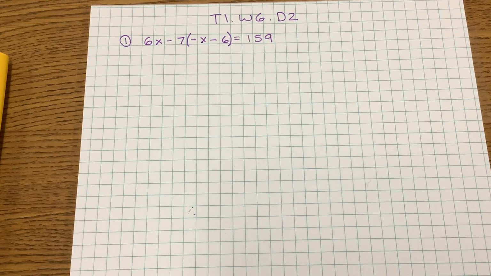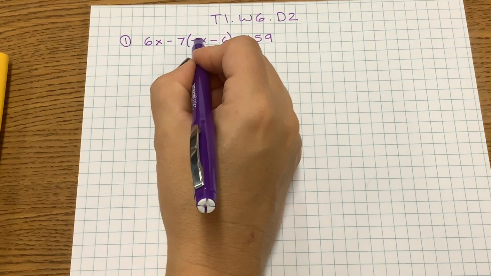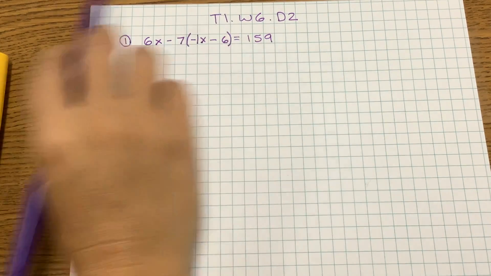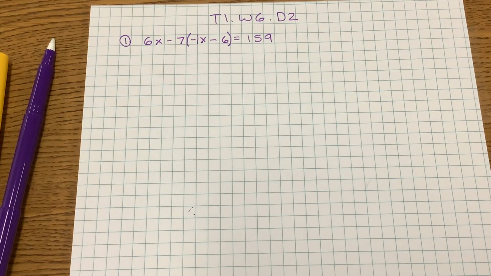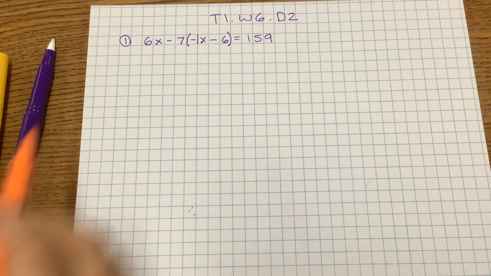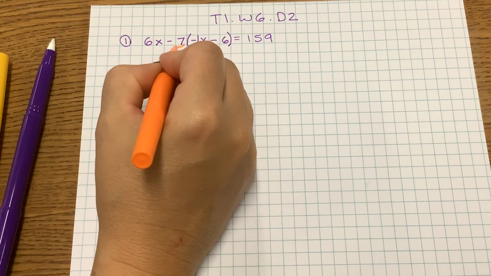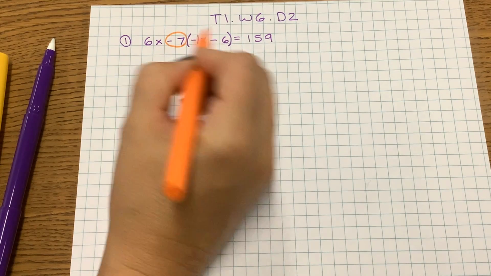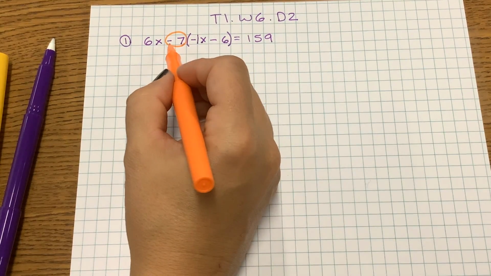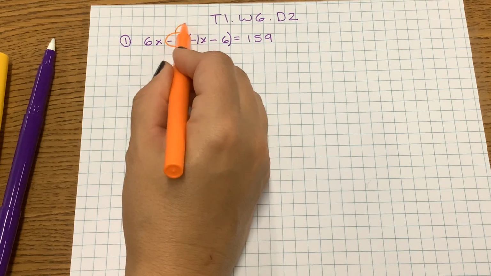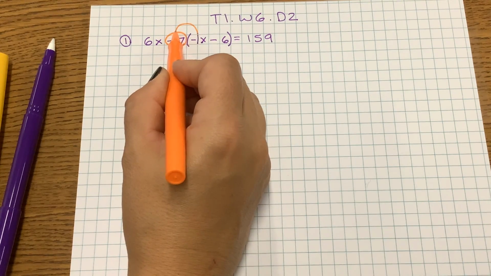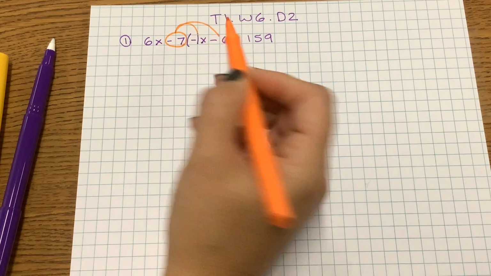Okay, what is our first step here? Add 1 to the negative. Okay, you can put a coefficient here of 1, but we need to use our distributive property, right? What is the factor that's going to be distributed? 7 or negative 7? Okay, so the most common mistake is that we forget that negative out in front. This is negative 7 times negative 1x and negative 7 times negative 6.